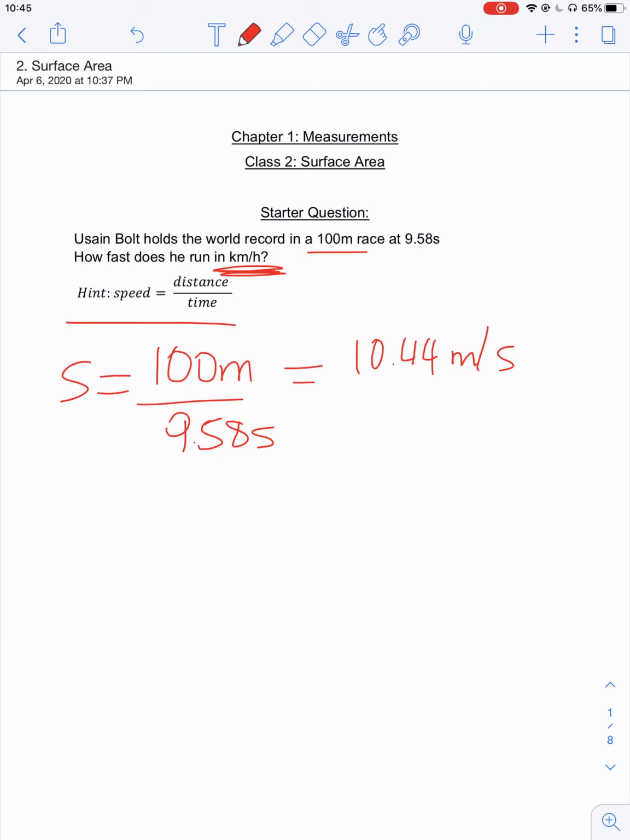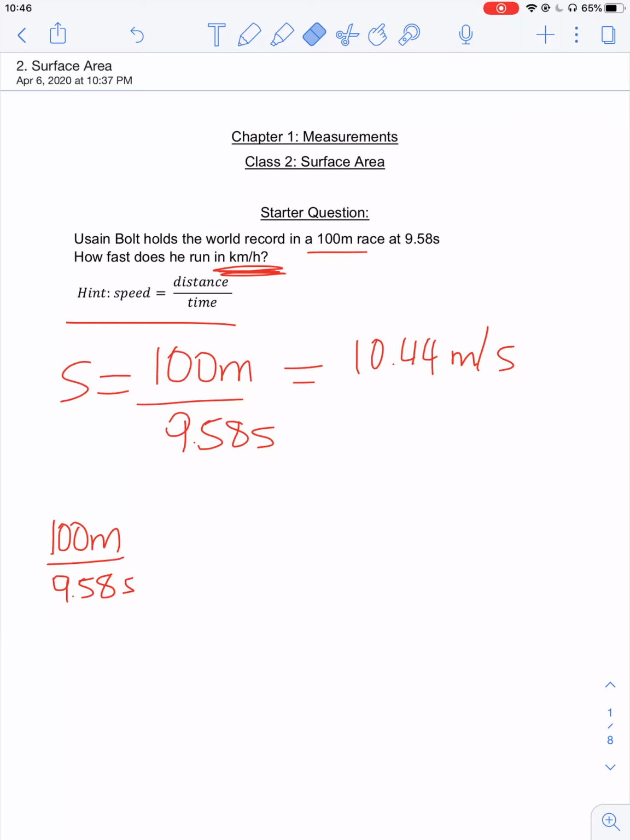I'm going to start off with the information that I'm given, right? So I have 100 meters over 9.58 seconds. Now the problem is I have two units, meters and seconds, and both of them need to be changed, because I want kilometers and I want hours. So what needs to be done is you need to change one unit at a time and it will work out. It doesn't matter what you choose to get rid of first.